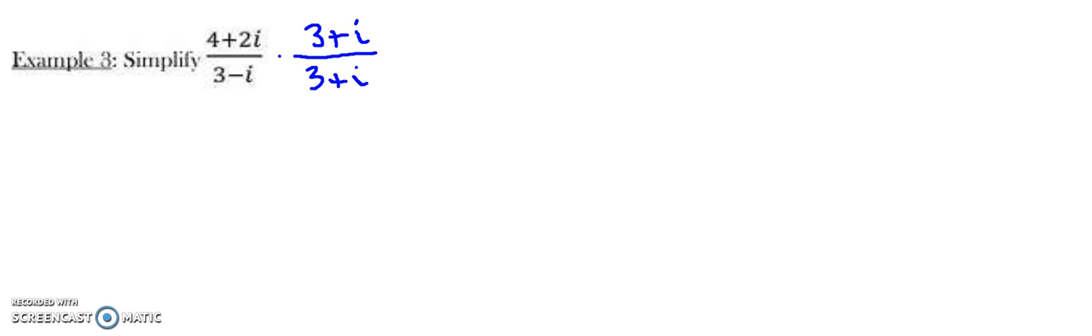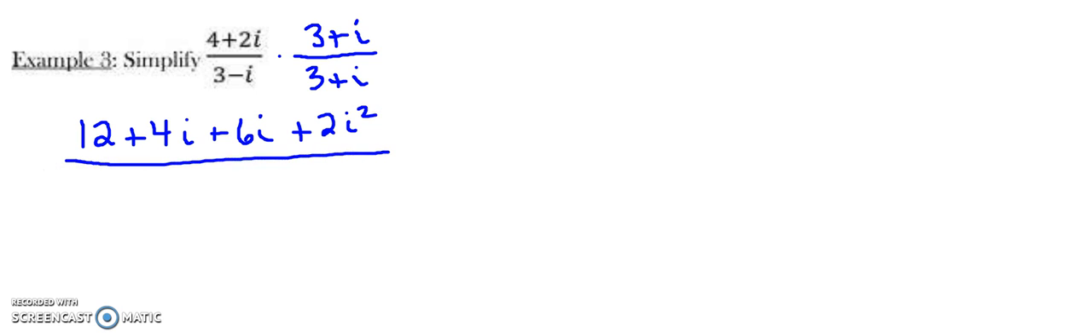And when we do that, we're going to FOIL out our numerator. So 4 times 3 is 12, and 4 times i is 4i, and 2i times 3 is 6i, and 2i times i is 2i squared. And in the denominator, we've got 3 times 3, which is 9, and 3 times i, which is 3i, and minus i times 3, which is minus 3i, and minus i times i, which is minus i squared.